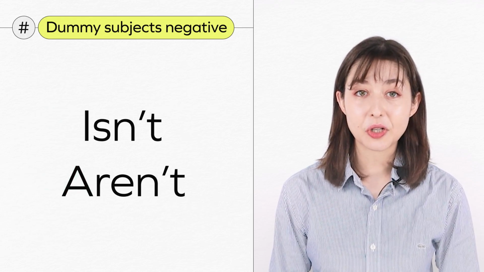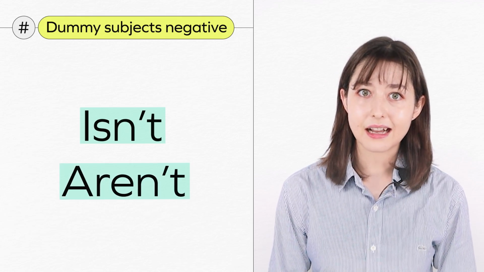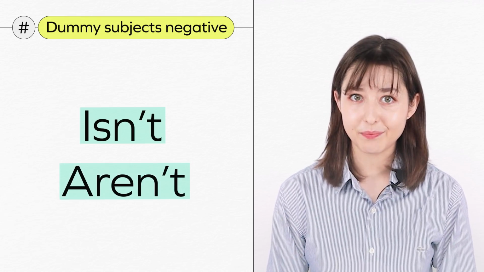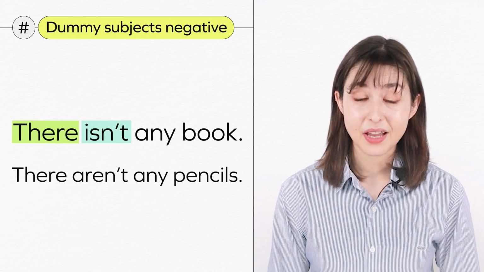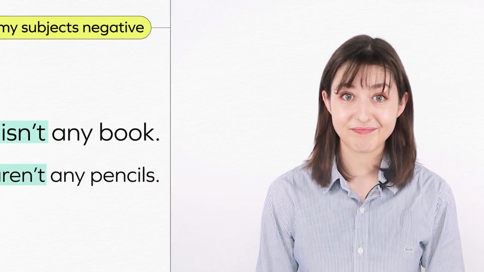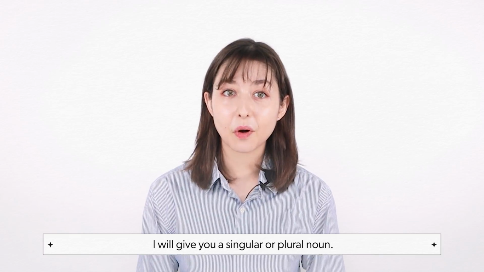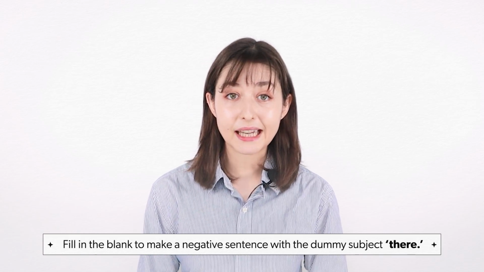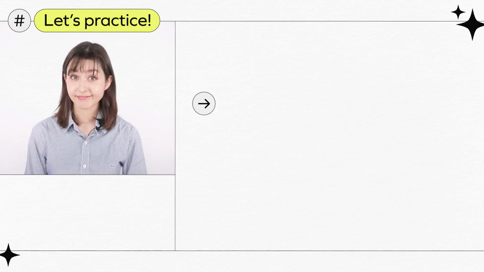It's more natural to use the contractions isn't and aren't than is not and are not here. For instance, there isn't any book. There aren't any pencils. Let's practice. I will give you a singular or plural noun. Fill in the blank to make a negative sentence with the dummy subject there.